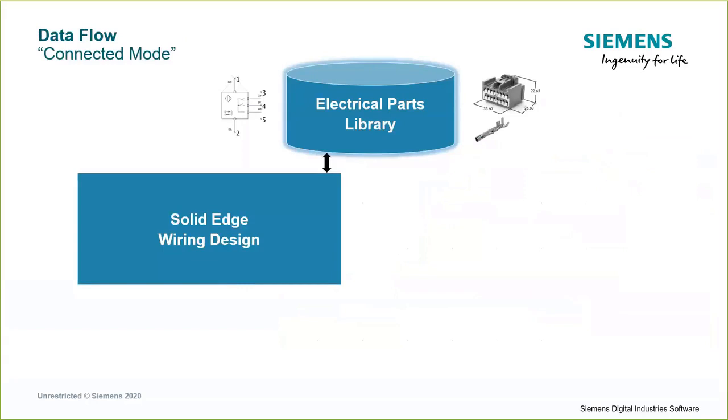Now I want to talk a little bit about the data flow so you can understand in which way we send the data, and also bring up what we call the connected mode. So the connected mode is what we use at Siemens to describe the ability of sending data bidirectionally between the electrical systems tool and the mechanical tool. So I'm going to highlight that here. What I'm showing here is the electrical parts library.